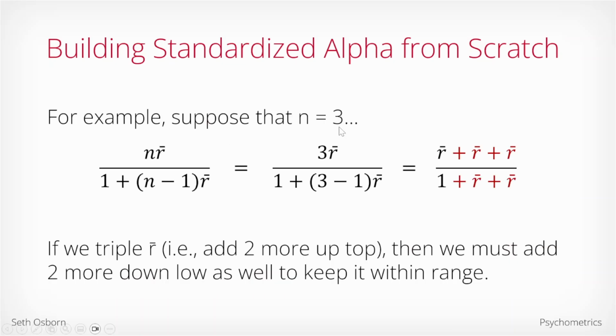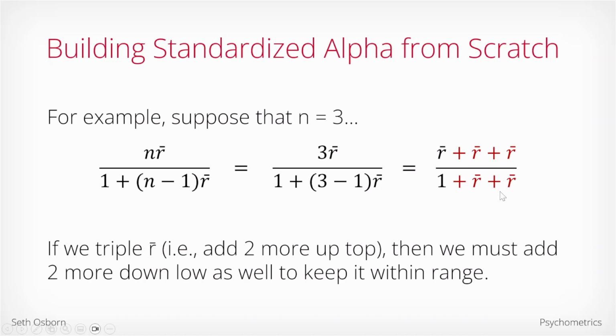Let's say that we have 3 items, so n is 3. We take our formula right here, standardized alpha, and replace n with 3. So we have 3 times the average correlation, over 1 plus (3 minus 1) times r. Now when you simplify this, the bottom part's going to come out to 1 plus 2 times r, so you could write that as 1 plus r plus r. Similarly, up top, 3 times the average correlation is the same thing as saying start with the average, then add another one of itself, then add another one of itself.